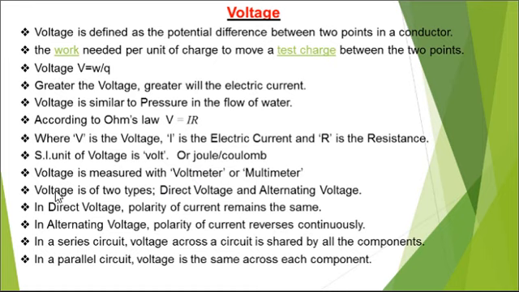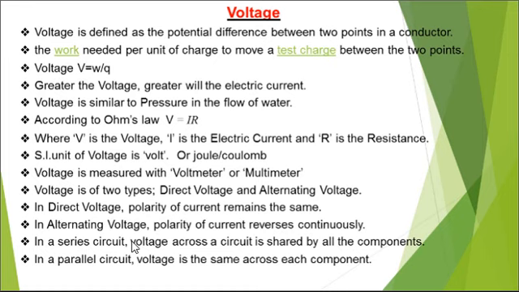And here the voltage is of two types. One is direct voltage and another one is alternating voltage. Direct voltage means the polarity of current remains the same. That means the positive and negative terminals remain the same. Such voltage is called direct voltage.